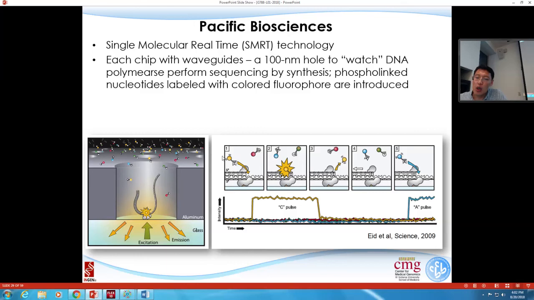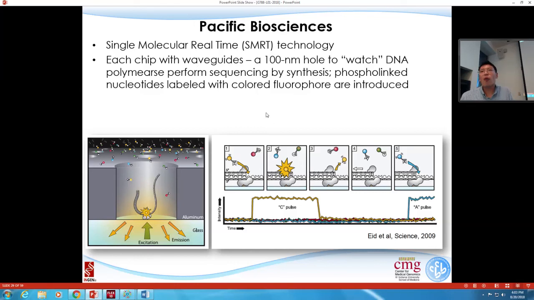So what happens is you are flushing the system with A, for example. Whichever hole has a T as the next nucleotide will catch the A and put that on the nucleotide, and then that polymerase will light up. So when you measure it, occasionally when you flush C and you see the signal go up, you know that base has a G, because the nucleotide is going to be synthesized based on that. So that is the PacBio technology.